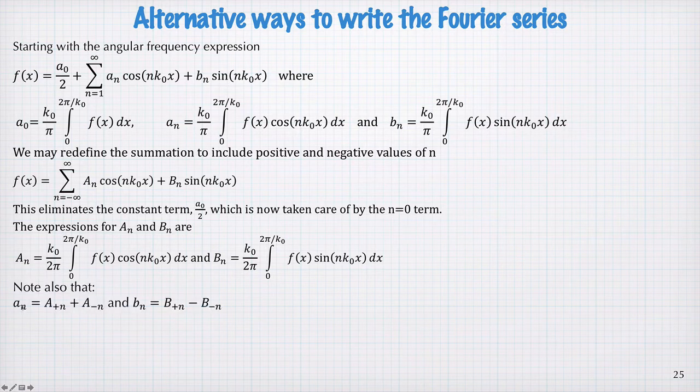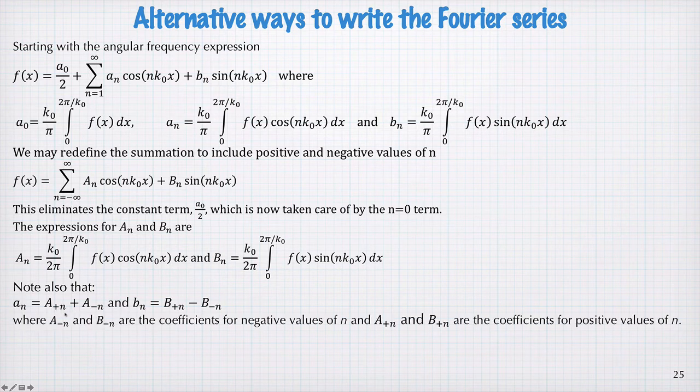We also can note that there's a relationship between the little a's here in this half sum compared to this positive negative sum, a relationship between the little a's and the big A's and the little b's and the big B's. And the nomenclature here is that the a negative n and b negative n are the coefficients for negative values of n, and the pluses here are the coefficients for positive values of n. So for example, little a n would be the sum of big A for the positive value of n and the negative value of n.